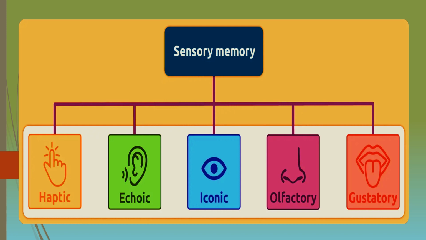Sensory memory can be divided into several subtypes, and each of these plays a unique role in the processing and storage of sensory information. The various subtypes of sensory memory are haptic, echoic, iconic, olfactory, and gustatory. We will see each of these in detail.